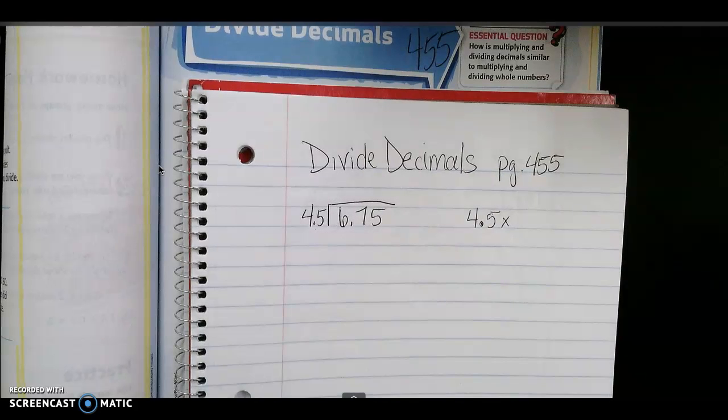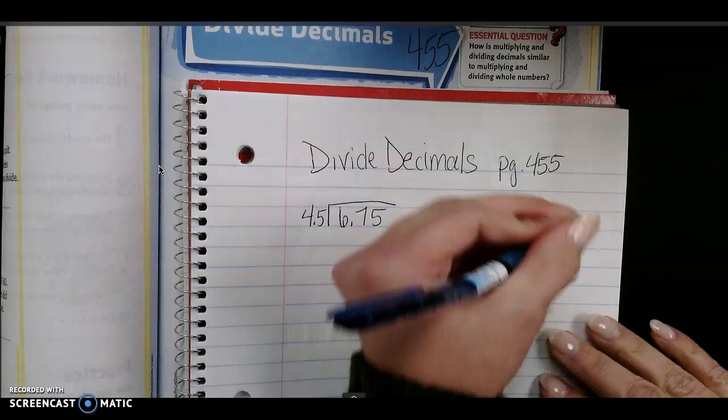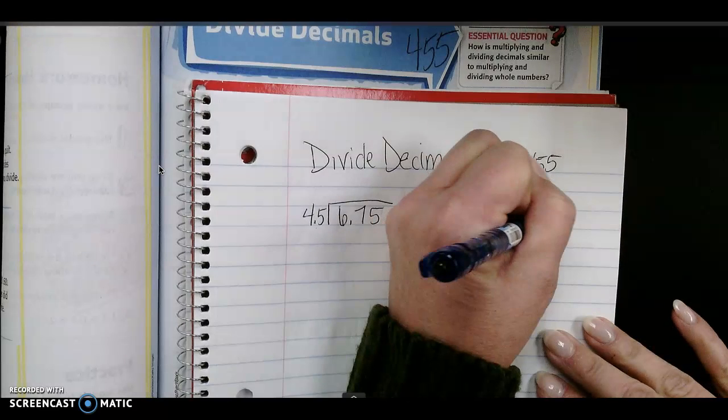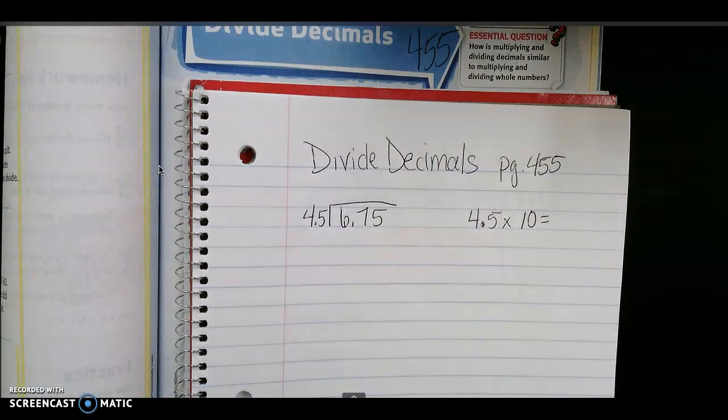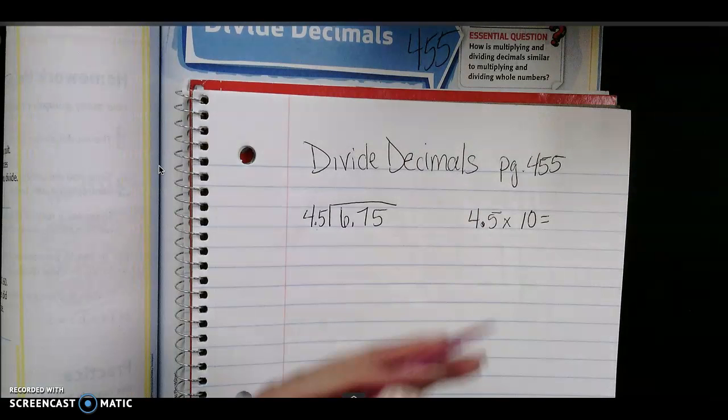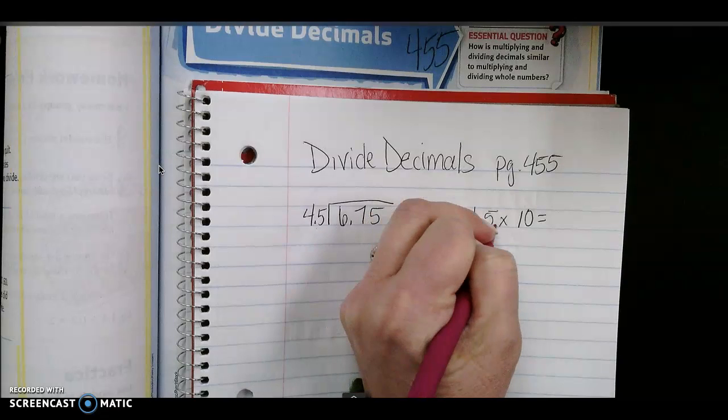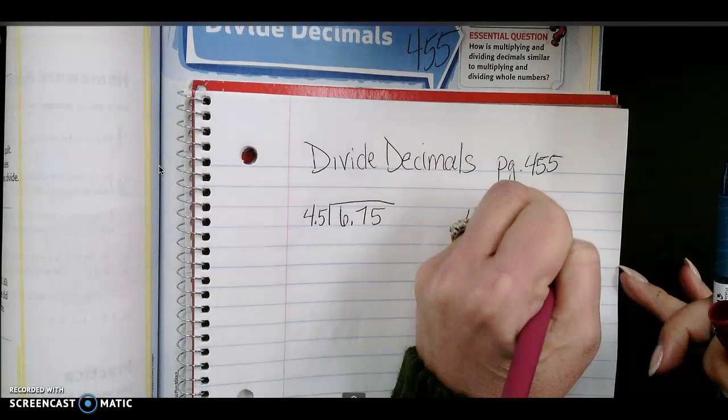We have 4.5 in the divisor. What power of 10 could we multiply 4.5 by to turn it into a whole number? Not by 1, but by 10. 10 to the first power, I understand. Multiplying 4.5 by 10 moves the decimal one time and gives us 45.